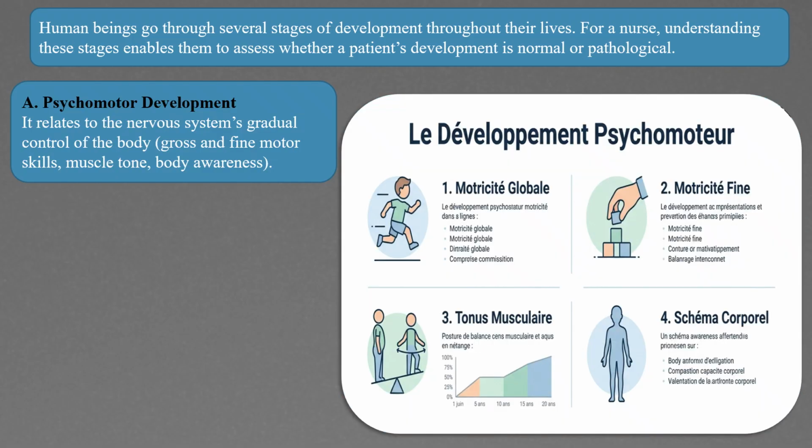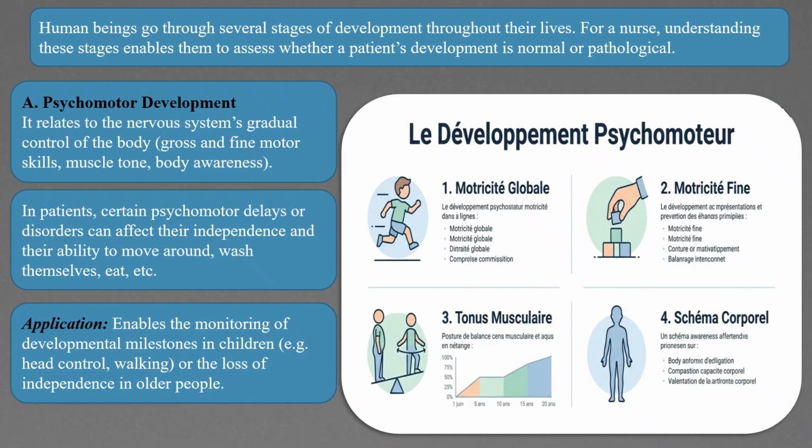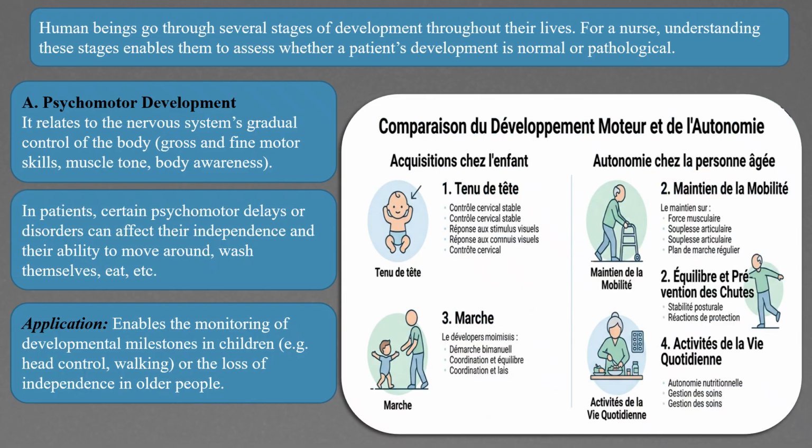A. Psychomotor development. It relates to the nervous system's gradual control of the body, gross and fine motor skills, muscle tone, body awareness. Application: it enables the monitoring of developmental milestones in children, e.g. head control, walking, or the loss of independence in older people. In patients, certain psychomotor delays or disorders can affect their independence and their ability to move around, wash themselves, eat, etc.